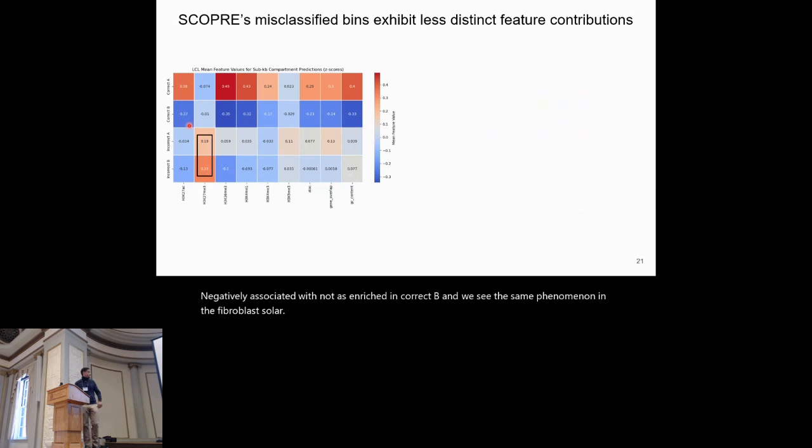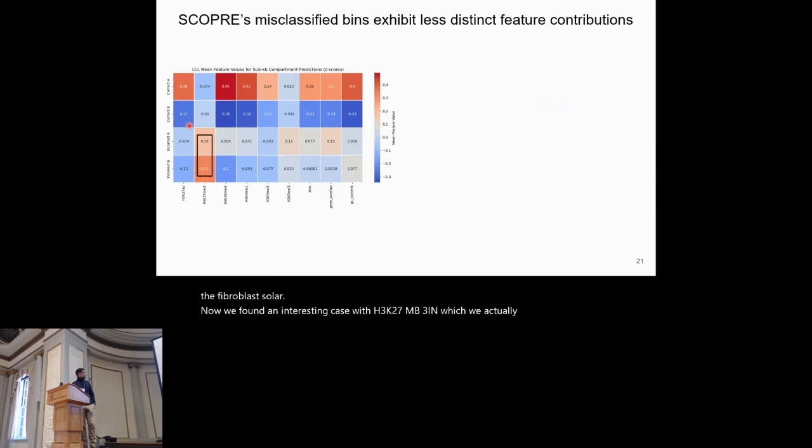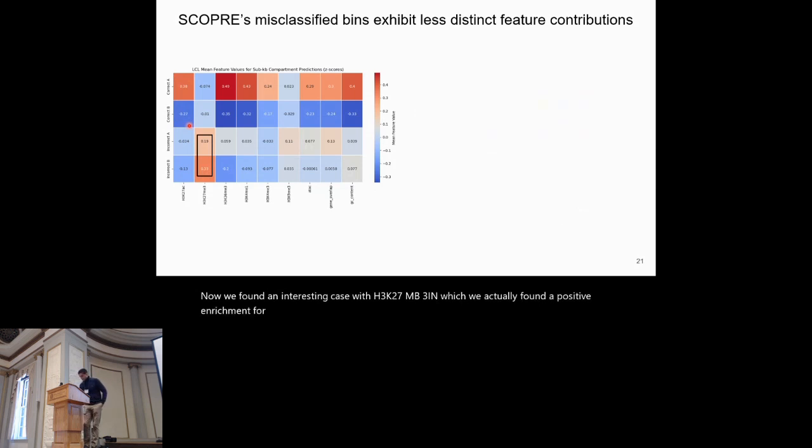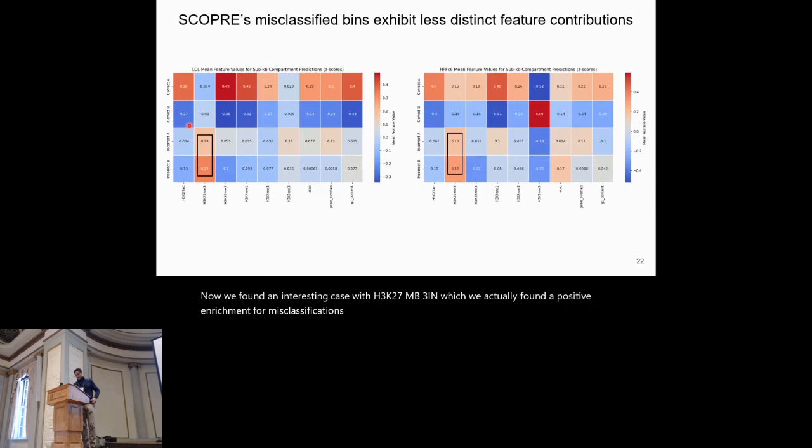Now, we found an interesting case with H3K27me3, in which we actually found positive enrichment for misclassifications in both cell lines. And we think this is because this histone modification has both active and repressive activity in cells.